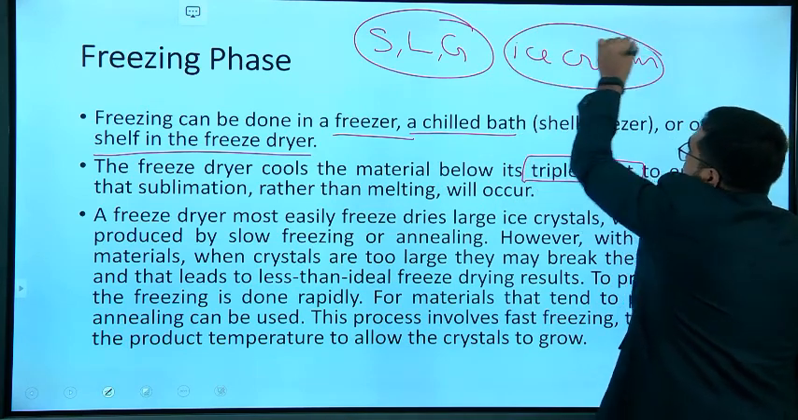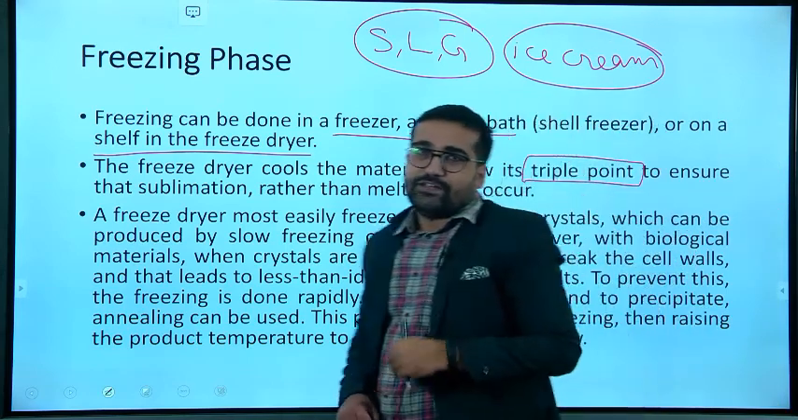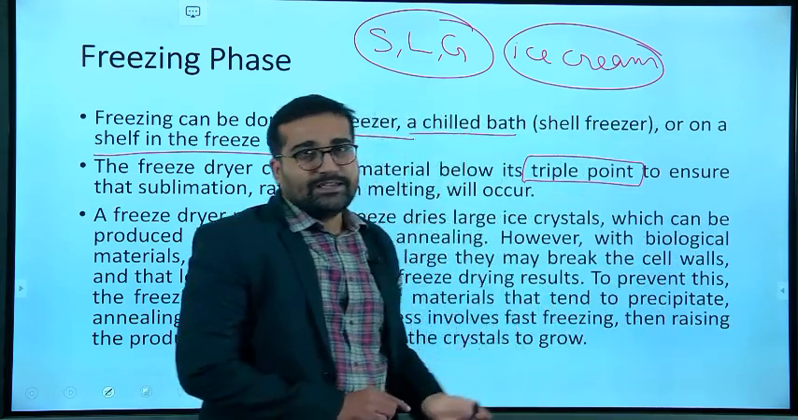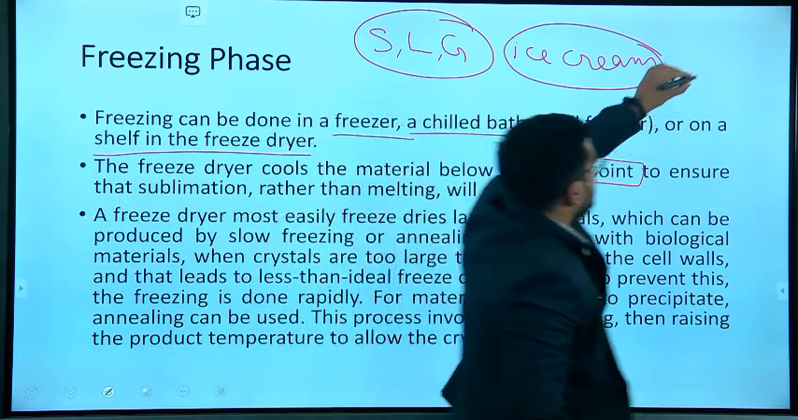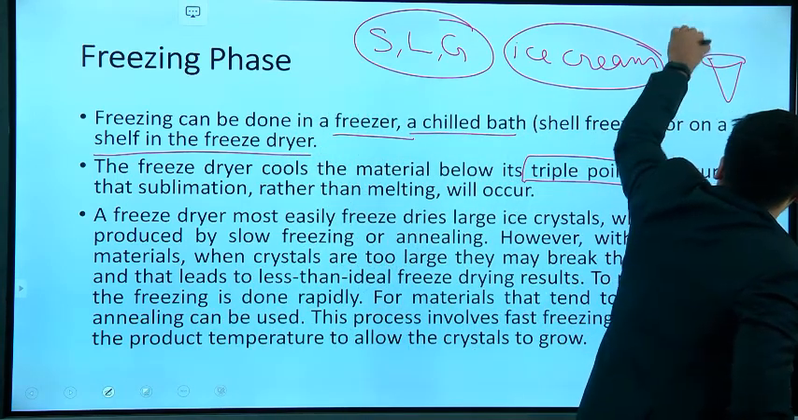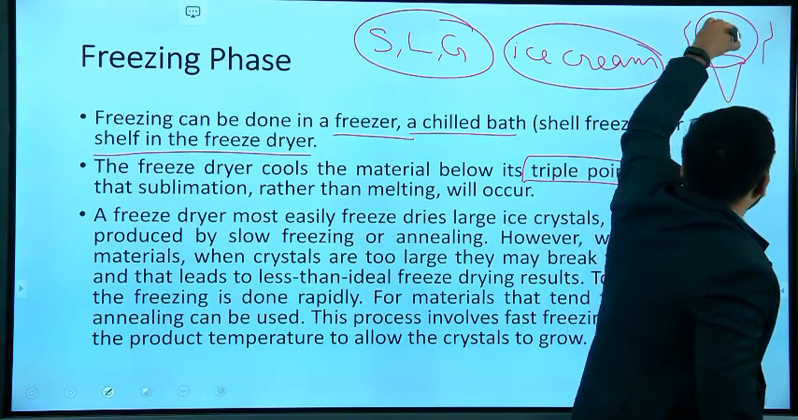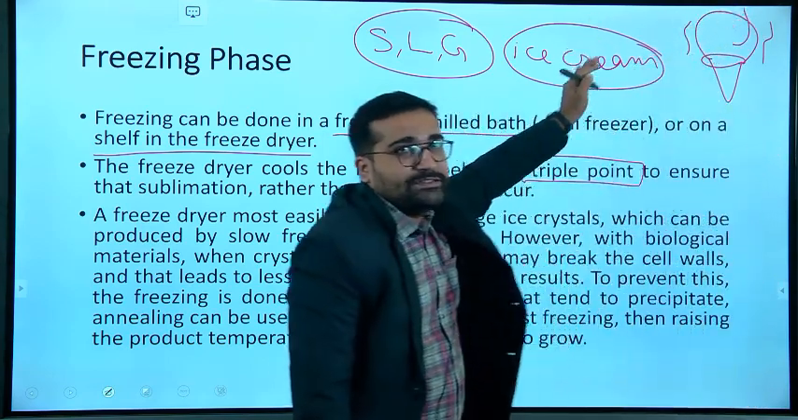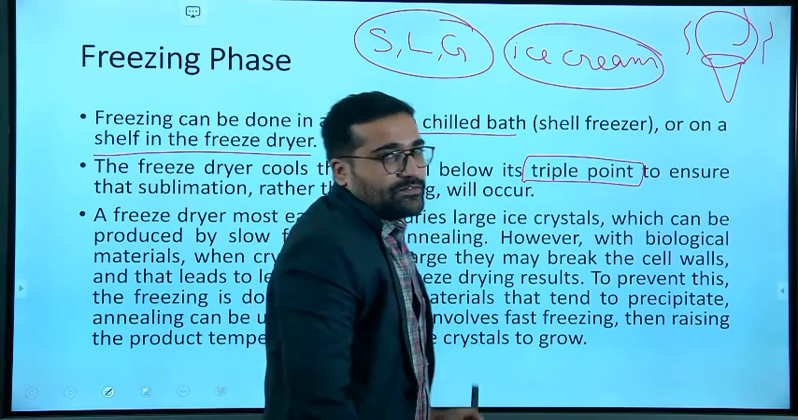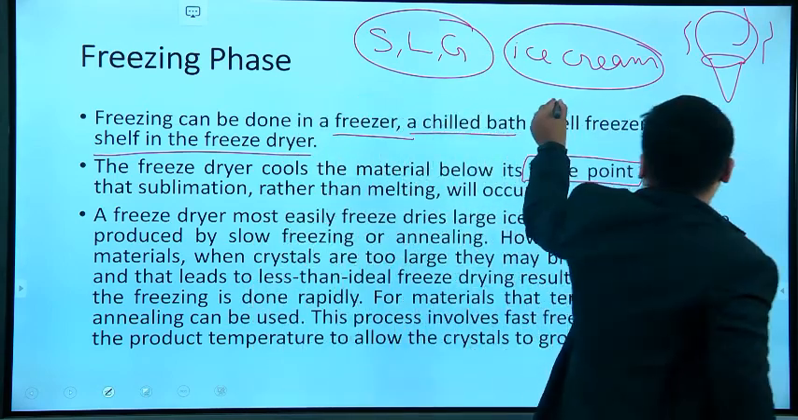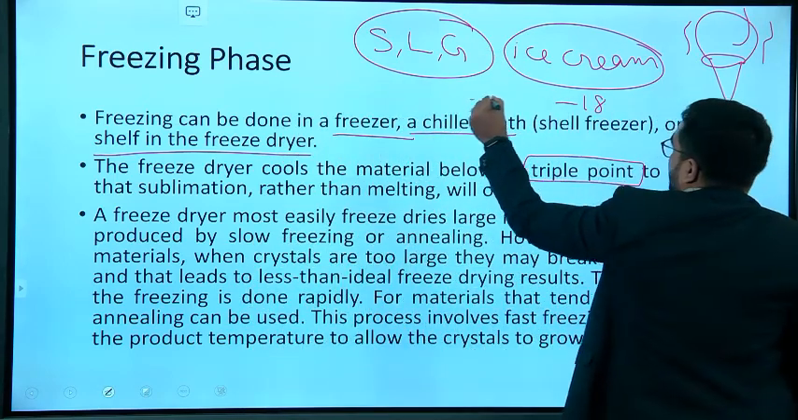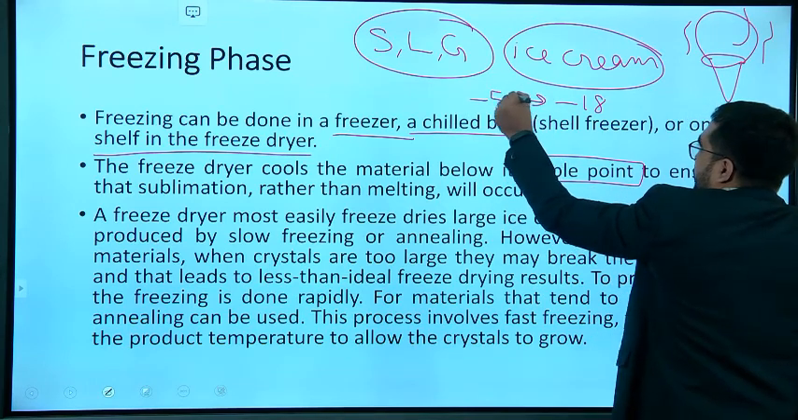As soon as we take the ice cream outside the freezer, what happens? It starts melting. Correct. So the example I was given was ice cream. The ice cream starts melting as soon as you take it out from the freezer, right? And it is also evaporating at the same time. The temperature inside the freezer is generally minus 5 to minus 18 degrees Celsius. Okay.